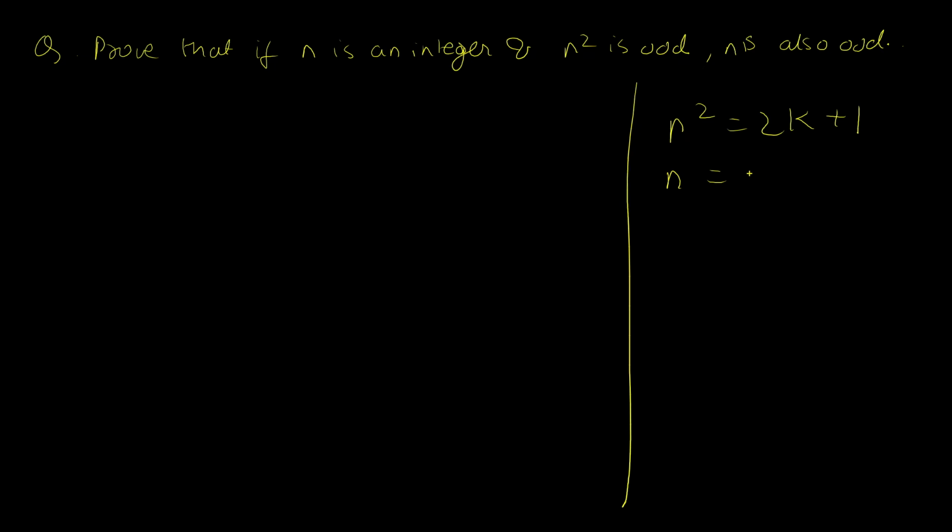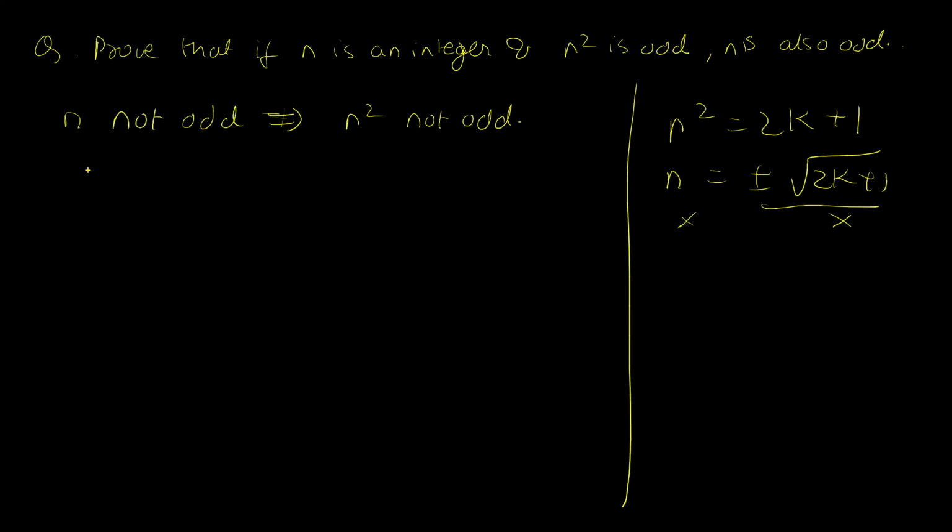But all I get is n is equal to plus or minus the root of 2k plus 1. And this doesn't give me very many hints about whether n is even or odd. So direct proof doesn't work for this. So we'll attempt a proof by contraposition. And the statement that I want to prove, let me write that down: n not odd should imply n squared is not odd.